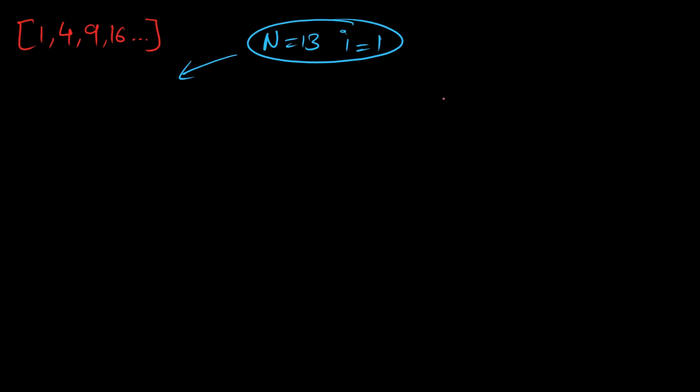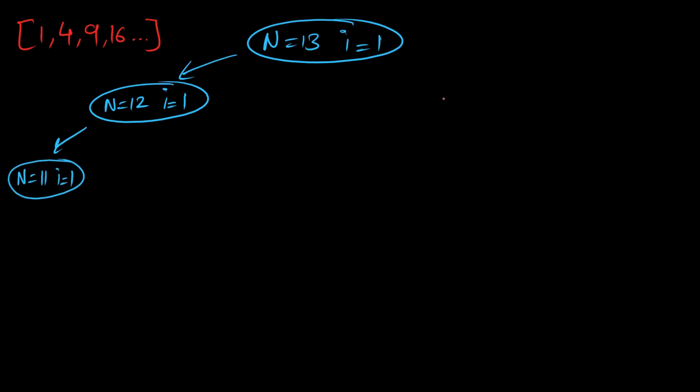Now I will go to the first branch and I am selecting I equal to 1. So I will subtract 1 from 13 and n will reduce to 12. I can again select I equal to 1, n will reduce to 11. And this will go on until we reach 0.